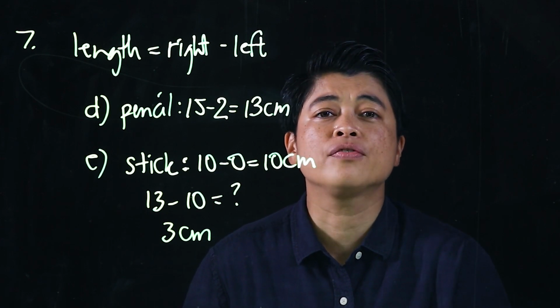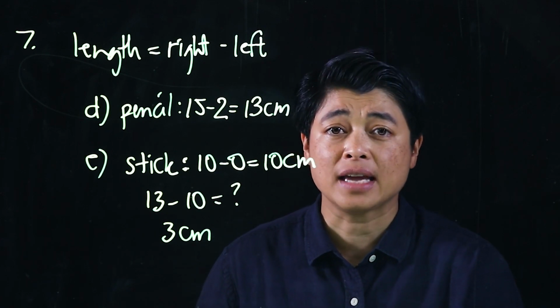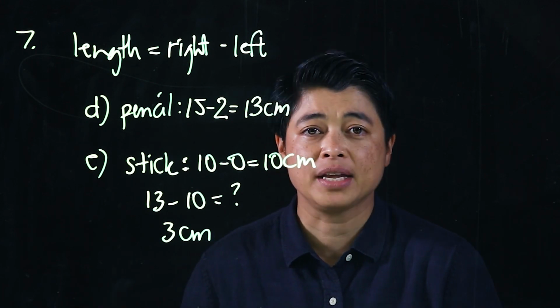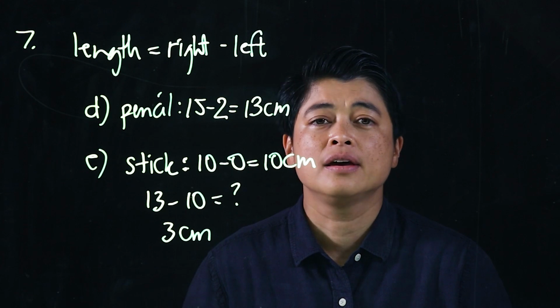So again, if we're looking for the measurement of an item, we need to take the right point minus the left point. That gives you the length of the item.